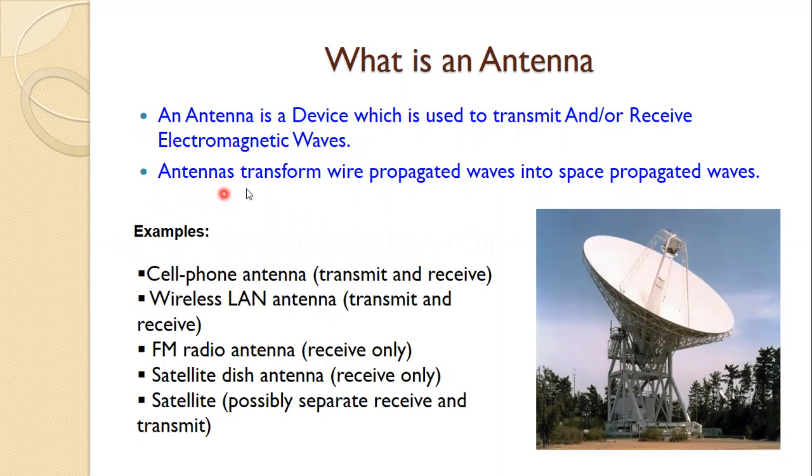Second, an antenna transforms wire-propagated waves into space-propagated waves. In other words, it converts voltage and current into electric and magnetic fields. There are numerous applications we see in day-to-day life. There are a few examples I have mentioned here. One is the cell phone antenna, which we use every day. It is a wireless device. The cell phone transmits and receives signals. Second example is the wireless LAN antenna.